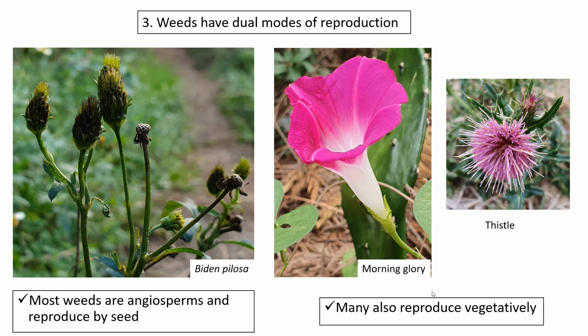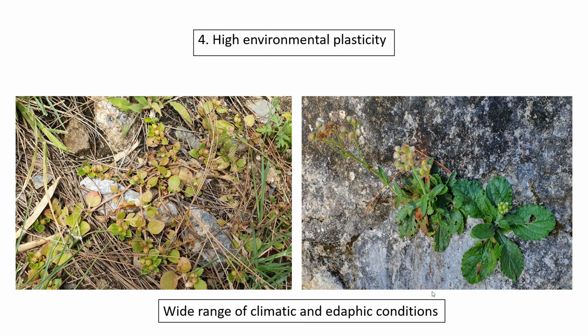3. Weeds have dual modes of reproduction. That is, most weeds are angiosperms and reproduce by seed, as in the case of many annuals, for example, Bidens pilosa. At the same time, many of the weed species also reproduce vegetatively, for example, in the case of morning glory and thistle.